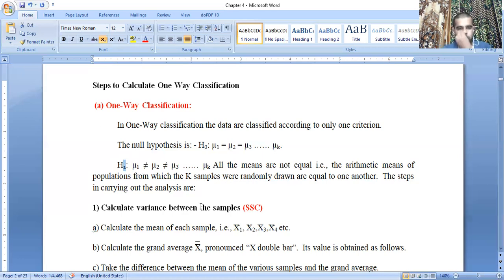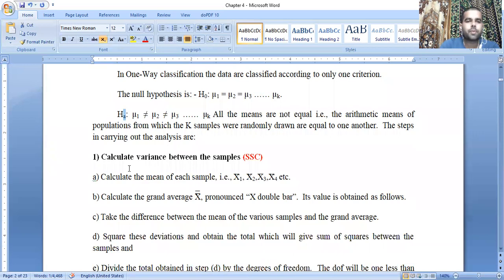The steps for carrying out the analysis: no need to bother about the null and alternate hypothesis, but the steps are important. Observe the steps here. The first step is to calculate the variance between the samples, that is, the calculation of the SSC value.